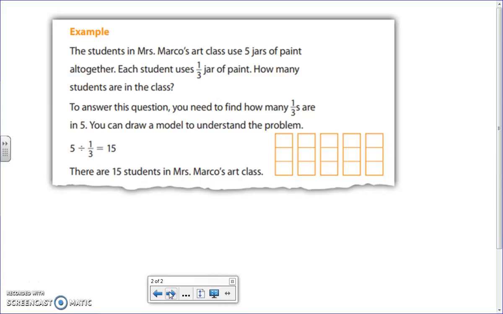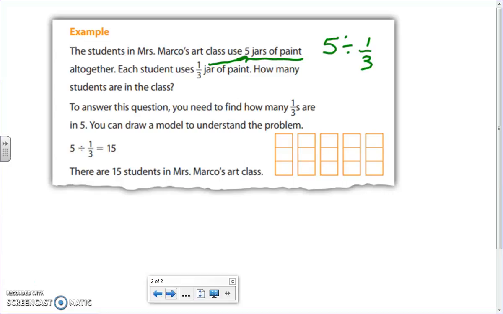It says that they use 5 jars of paint. It doesn't say that they have 5 jars of paint. It says that's how much they actually use. It says that each student uses 1/3 of a jar of paint. So I know that I need to know how many 1/3 went into 5 to see how many students actually completed the art project. So I could divide 5 by 1/3.